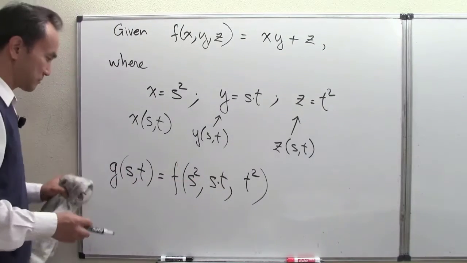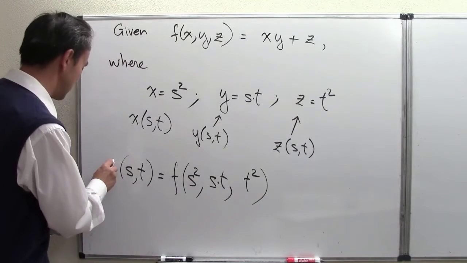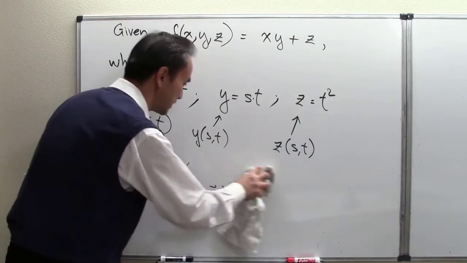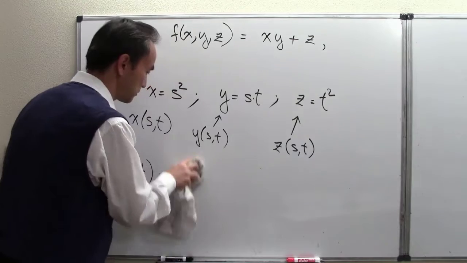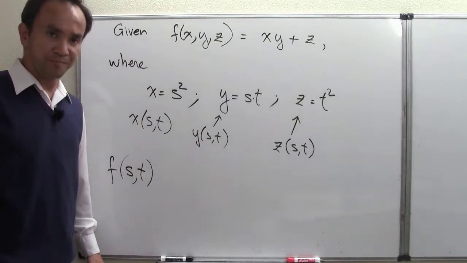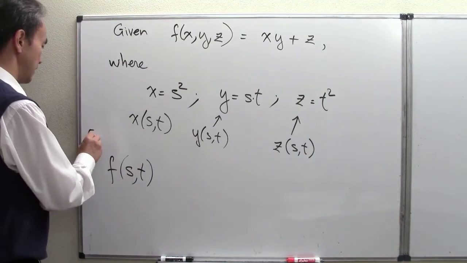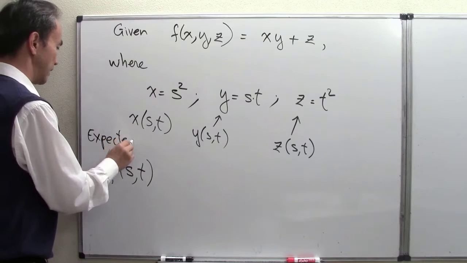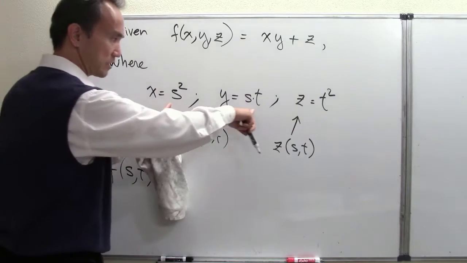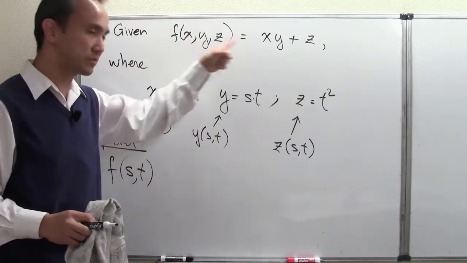Or we can just say it's the function f itself, but turned out to be a final function in terms of s and t. We can also retain the same name, because it will come out with the same output anyway. So we expected a final function in terms of s and t if we really are going to substitute those representations into each of the variables here.